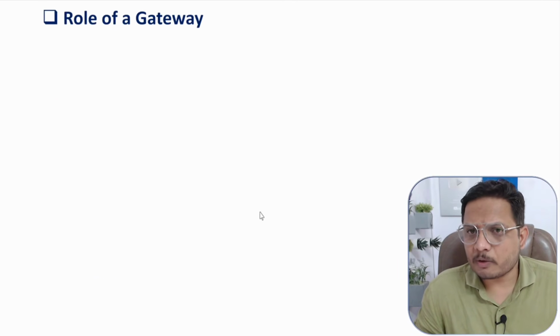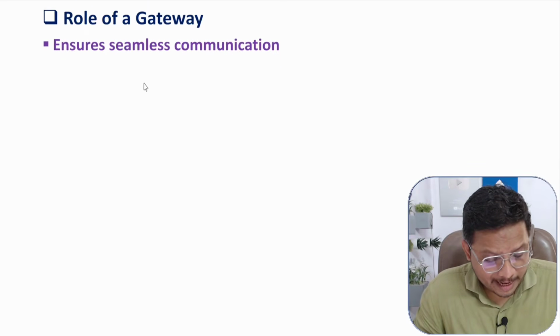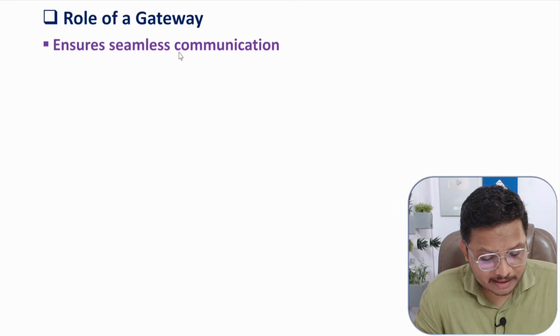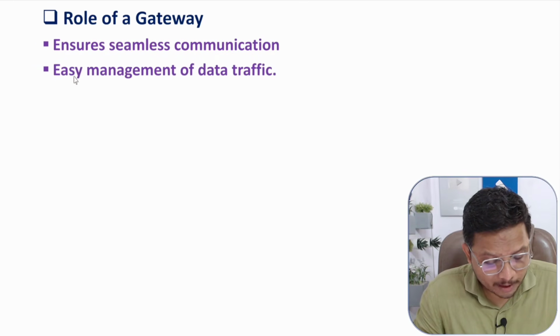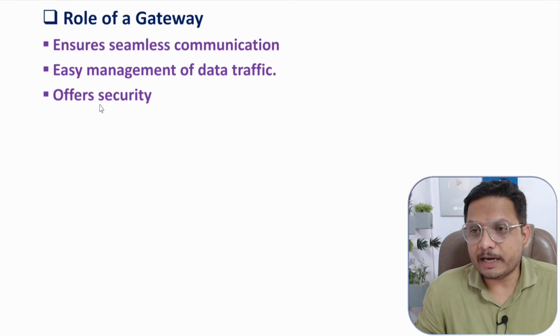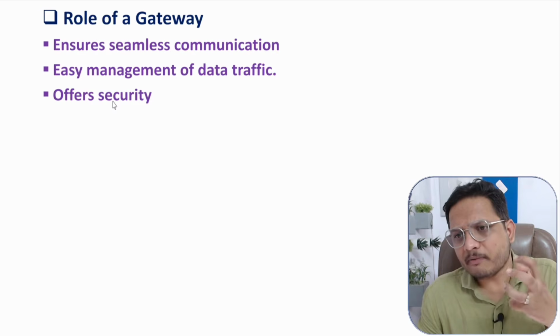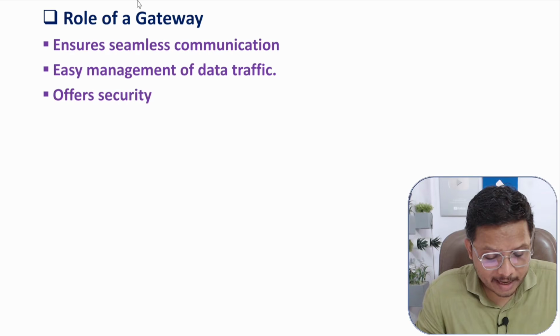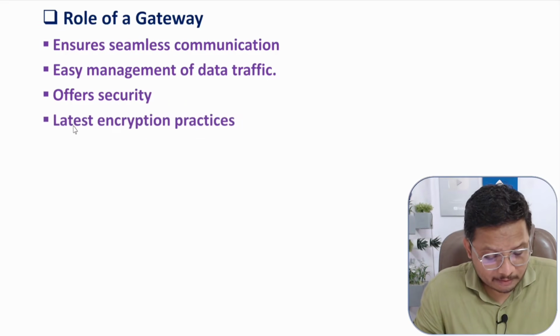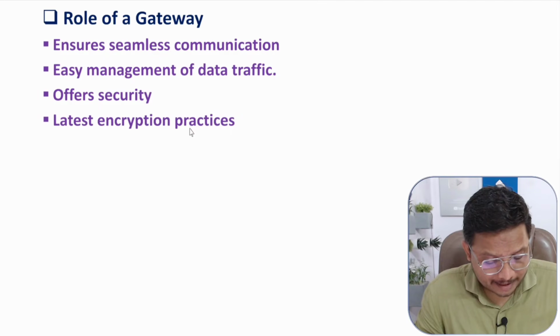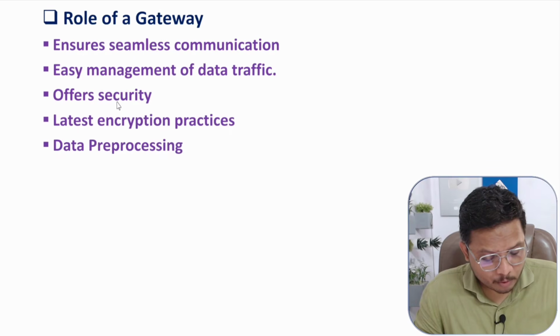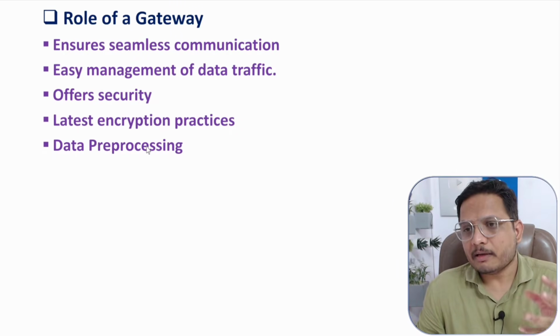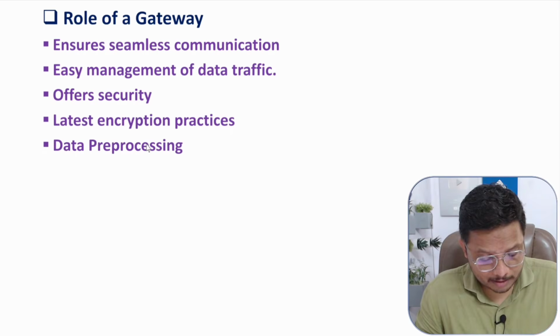Let me discuss the essential roles of the IoT gateway. It ensures seamless communication between edge devices and the IoT cloud. It provides easy management of data traffic. Here, it offers security as well. It will be protecting from malicious activities, right? So there is a need for security that can be provided by the gateway. It will be having the latest encryption practices by which it offers smooth security over here. It also provides data processing between edge devices and the IoT cloud, right?